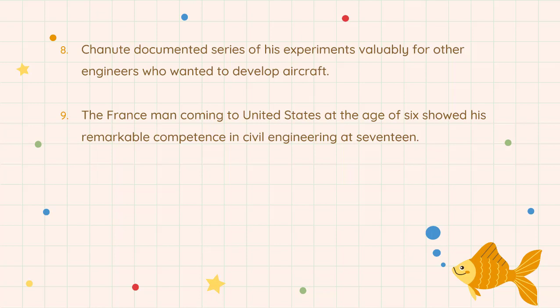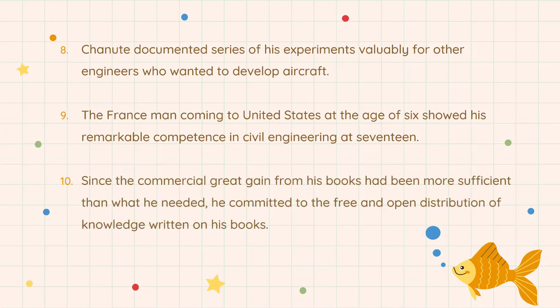The Frenchman coming to United States at the age of 6 showed his remarkable competence in civil engineering at 17. Okay, it is noun. It is the name of a nation, while we need descriptive word for the man to describe the man. That's why we need the adjective one, that is French.